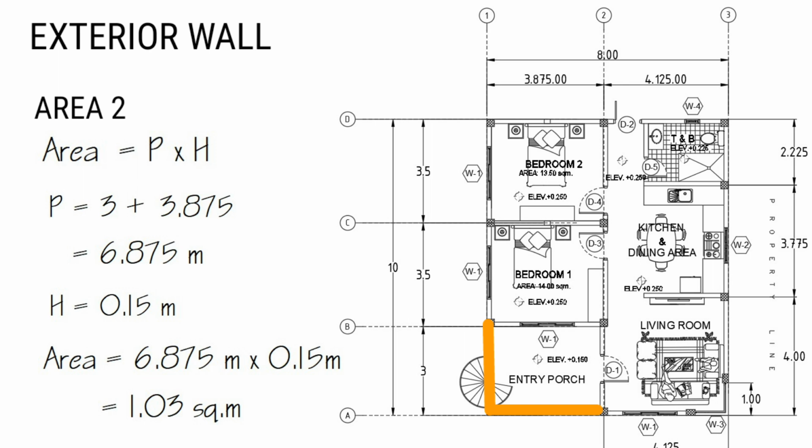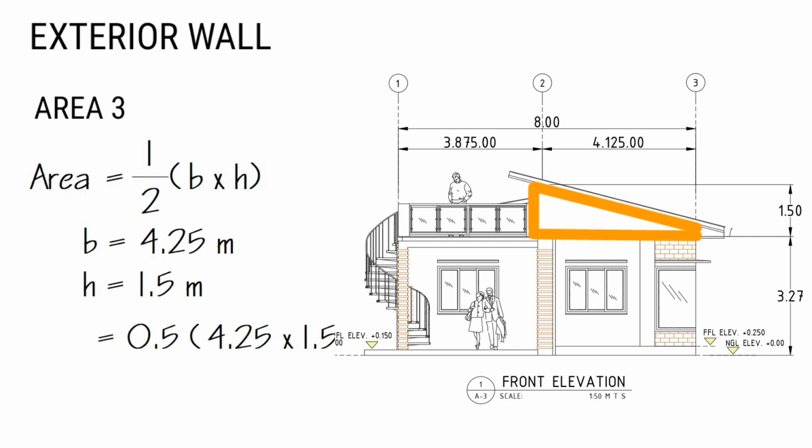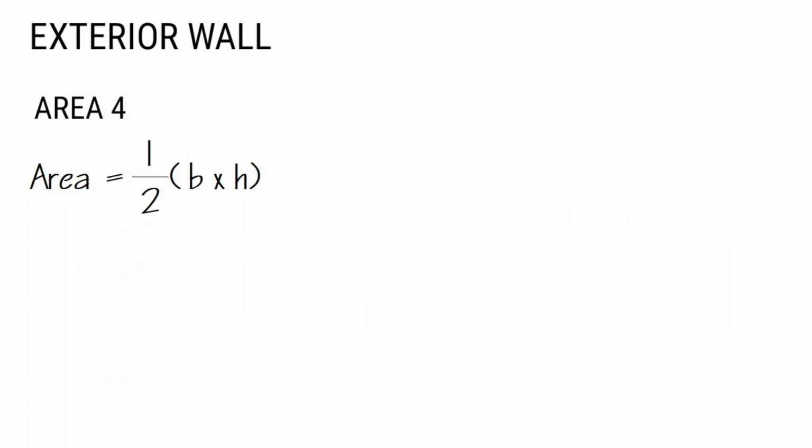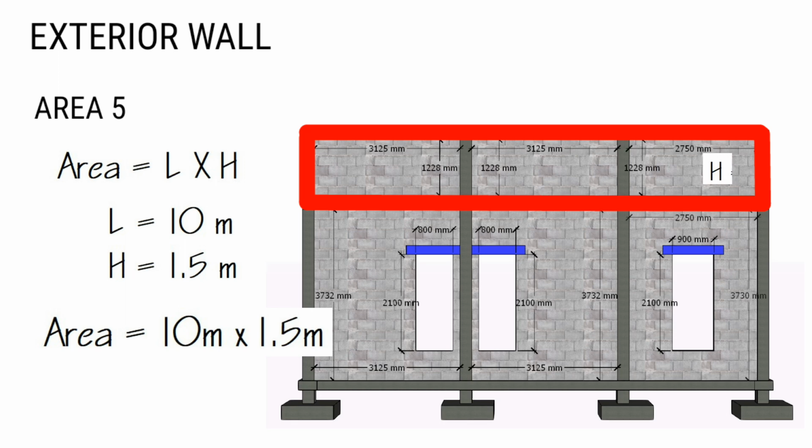Para sa wall naman na nasa roof beam, so area 3, that is equal to 1/2 base times height. So, 0.5 multiplied by 1.5 na height nito, multiplied by 4.25. And that is equal to 3.19 square meters. Area 4, that is equal to 1/2 base times height ulit. So, 0.5 multiplied by 0.925 multiplied by 3.75. And that is equal to 1.73 square meter. So, area 5, that is equal to 1.5 multiplied by 10. And that is equal to 15 square meters.